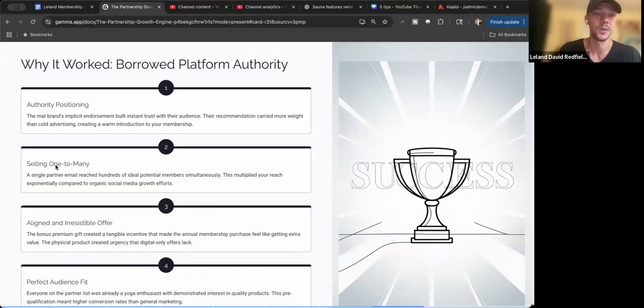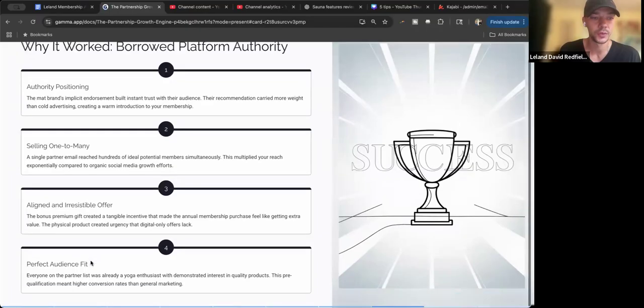Instead of selling one-on-one, you want to sell with one email, so you can be in front of 10,000, 100,000, 1,000 people, right? But you want to sell one to many because that's going to help you grow a lot faster. We had an aligned and an irresistible offer. Again, we chose a really good mat and we're selling a yoga membership. So yoga mat, yoga membership, totally aligned.